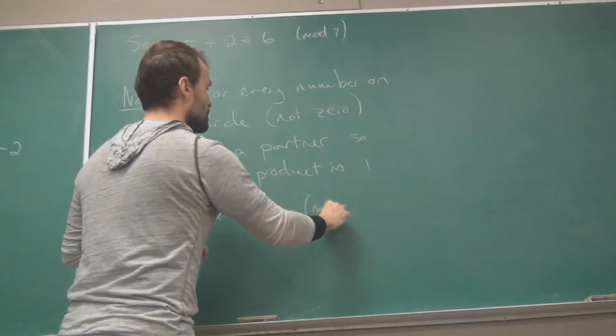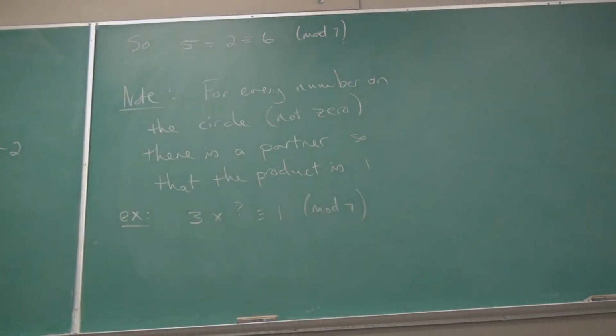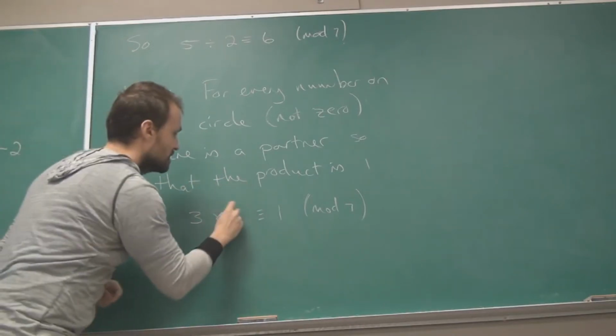What will give me 1? Mod 7. Trial and error. Can it be 1? The friend of 3. What is 3's friend? So that when I multiply them, I get a 1. Just go down the line. Can't be 1. I get a 3. 3 times 2 is 6. No. 3 times 3, 9, which is 2 mod 7. 3 times 4, 12, which is 5 mod 7. 3 times 5, 15, which is 1. 5.